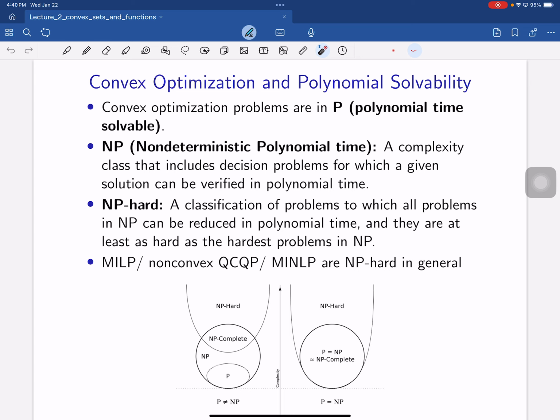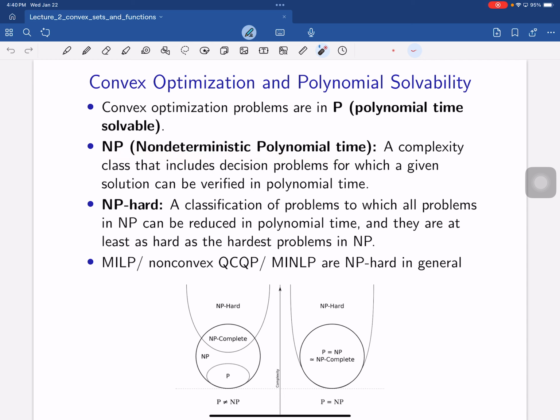If you are familiar with algorithms in general, there are many problems that can be solved in polynomial time. If I give you n numbers and ask you to sort them from the largest to the smallest, you know that the computational complexity is n log n. So n log n is a polynomially solvable problem, and convex optimization is also polynomially solvable.